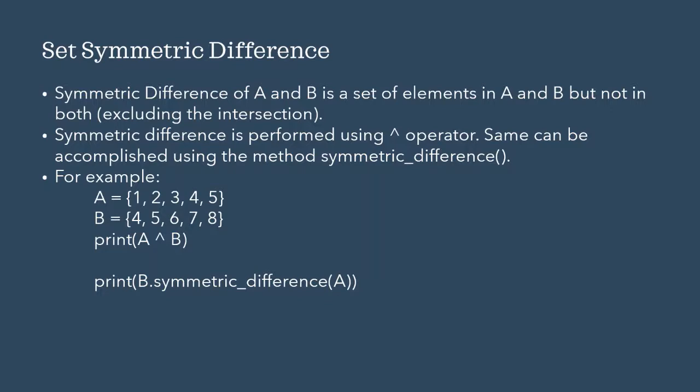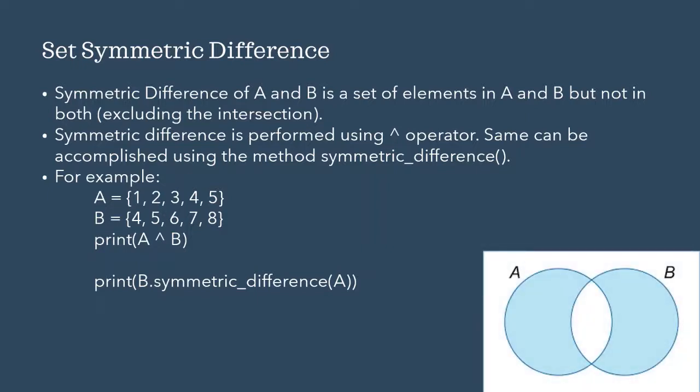So symmetric difference is performed using the caret operator and the method is called symmetric underscore difference. For example, here we are printing a caret b, which is basically all the elements in a and b but not in both. Otherwise, print a dot symmetric difference of b, which is the same as b dot symmetric difference of a.